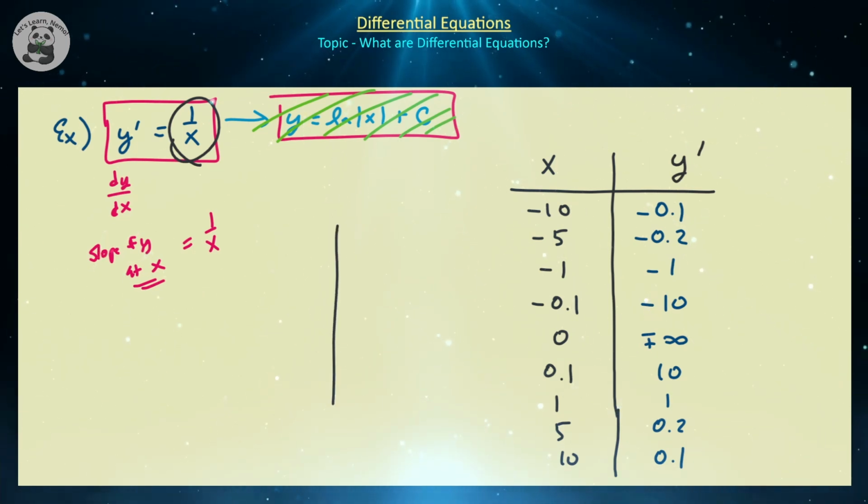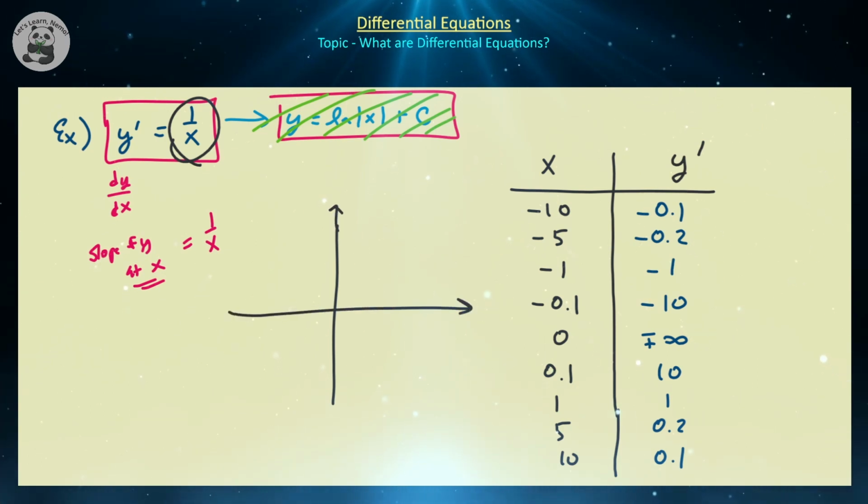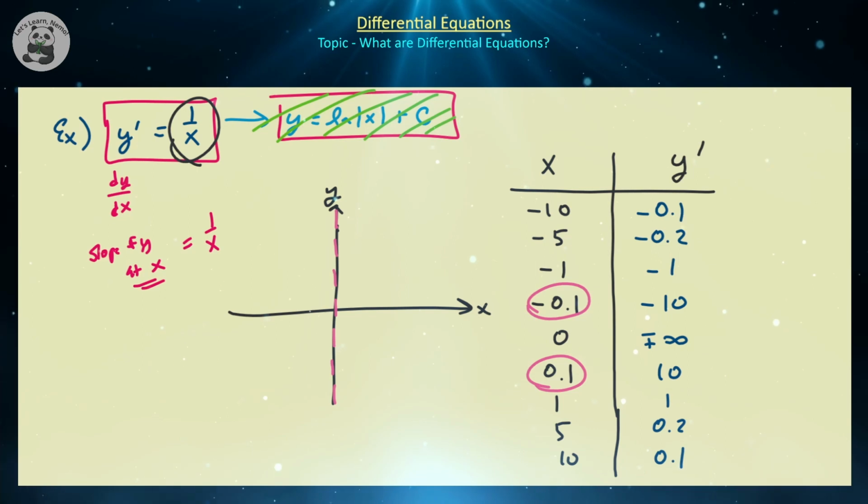So if we draw a bunch of tangent lines in this space, what do we get? When x is equal to 0, we're going to have a bunch of vertical lines, right? So we probably have a vertical asymptote at x equal to 0. That gives us some idea. When x is really close to 0 on the left and right, we have really steep negative slopes on the left-hand side, and really steep positive slopes on the right-hand side.